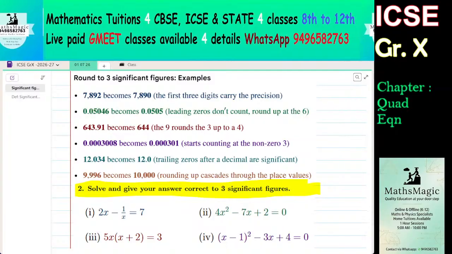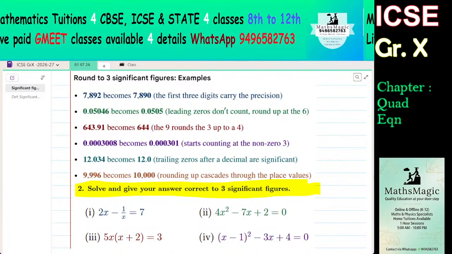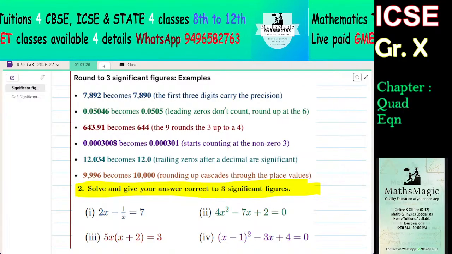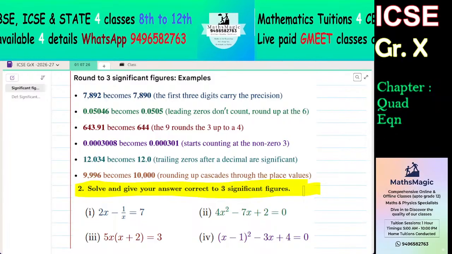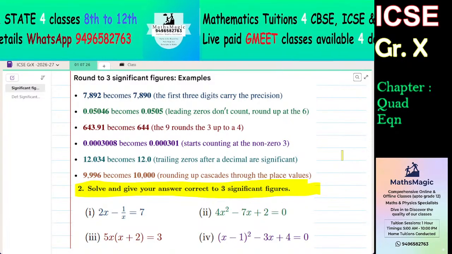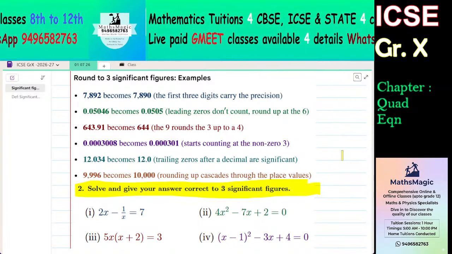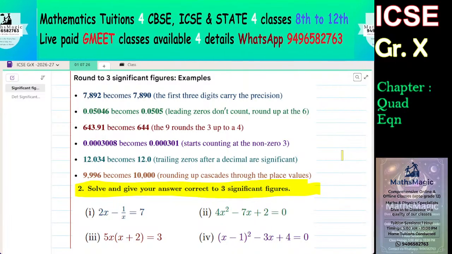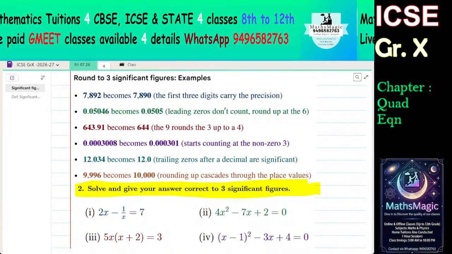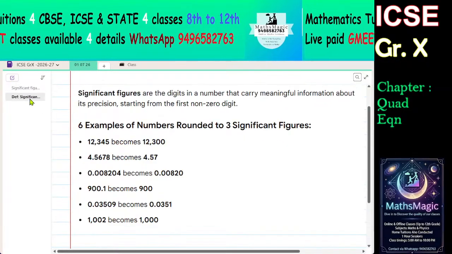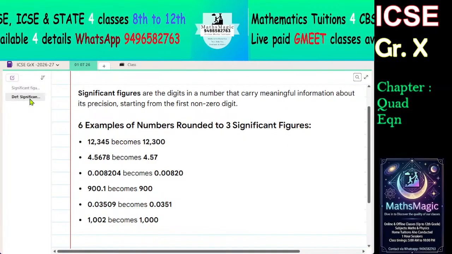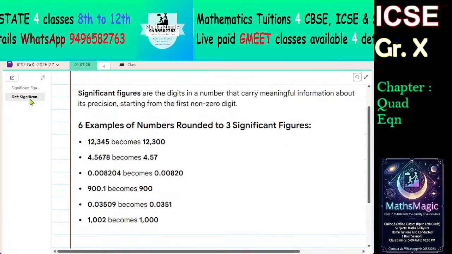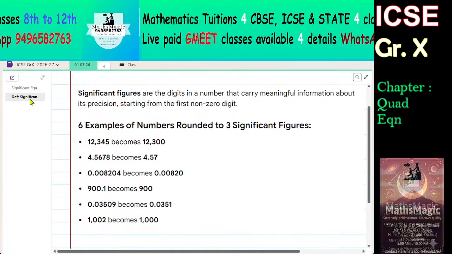First number was 7,892. So the clear explanation is there. The first three digits carry the precision. So the last number 2 is ignored and it put a 0. Another set of examples also is there. You can just go through it.